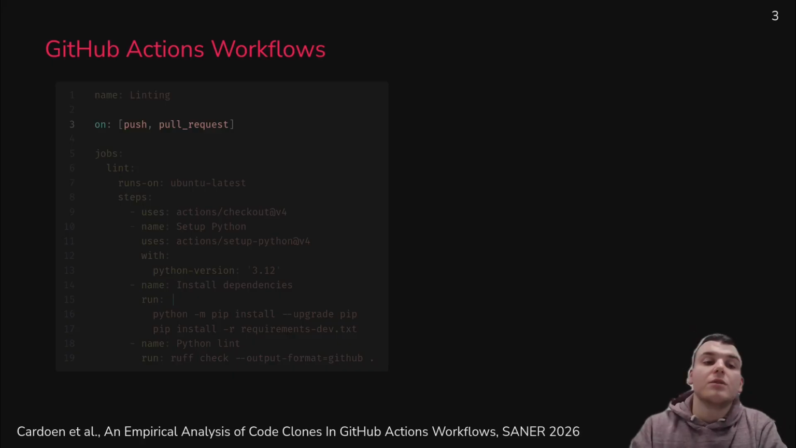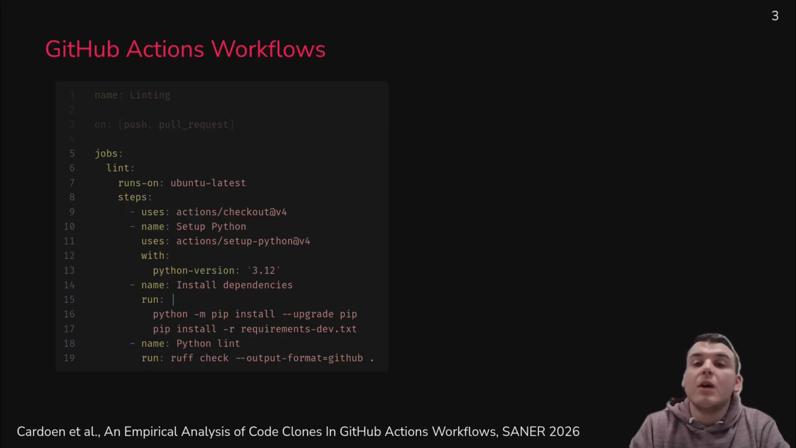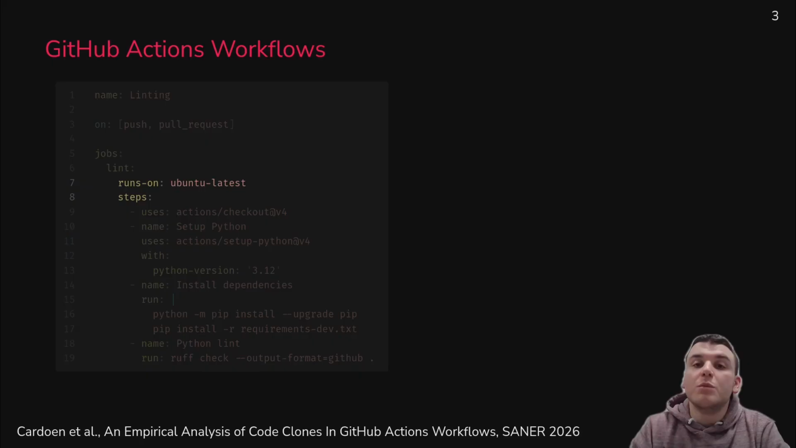The second part, the jobs key, specifies the different jobs that the workflow should execute, where a job is a sequence of steps, and a step is either a shell command that will be executed or a call to a reusable component called action. In our case, we declare a single job called lint. It runs on the latest version of Ubuntu, and as a first step, we use the uses key in order to call a reusable component called actions/checkout, which will put the repository inside our local environment.